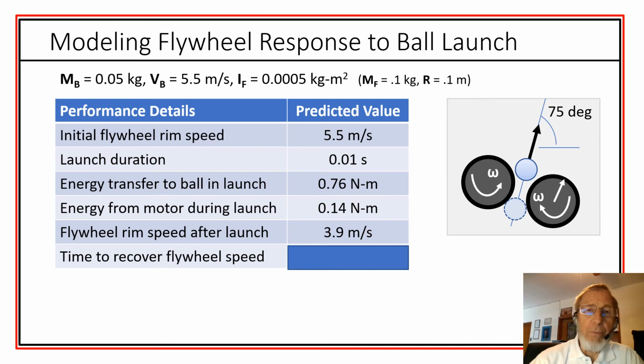So then, what's the flywheel rim speed after launch? Based on this energy loss, we can calculate a new speed of the flywheel and then its rim velocity, 3.9 meters per second. Now, notice that it started at 5.5 and it dropped to 3.9. And how much time would it take to recover, get back up to the wheel speed desired? We can calculate this based on angular acceleration, the torque applied, and how much time it takes to increase the speed from the speed immediately after launch up to the speed that we wanted initially.